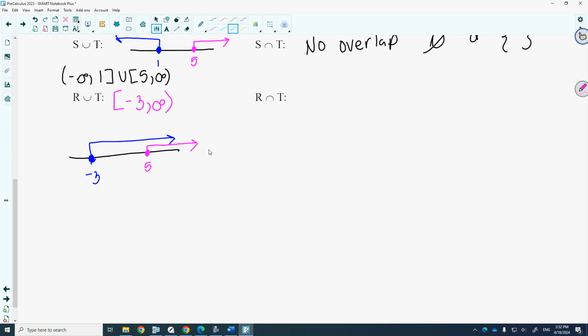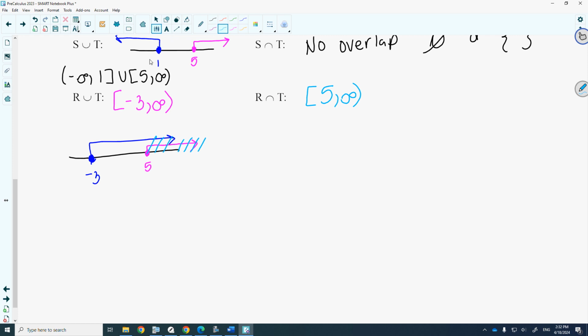Now, where do these two overlap? They overlap from 5 to infinity. So the overlap would be square bracket 5 to infinity. Okay?